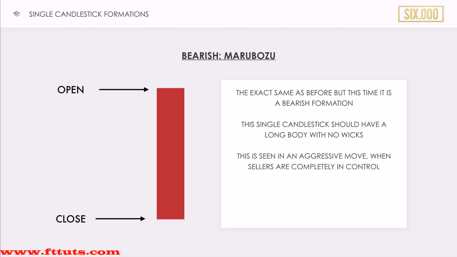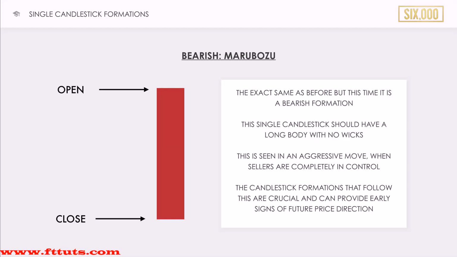And this is seen in an aggressive move when sellers are completely in control. So you may see this when we have a bearish reversal. Price has been uptrending for a long time, and eventually we will see a reversal followed by something like a Marubozu in the opposite direction. So it's an extremely aggressive move where sellers are completely 100% in control.